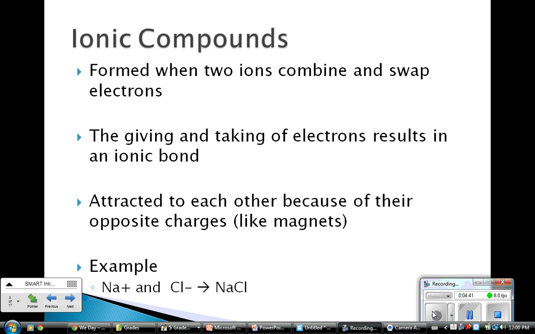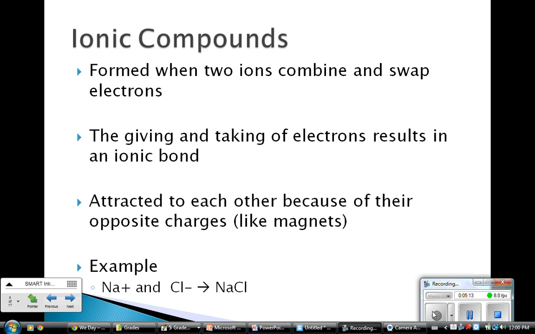So an ionic compound is formed when 2 ions swap electrons. This giving and taking of electrons results in an ionic bond because they're attracted to each other. You've all heard the saying opposites attract, right? Well, again, in the atomic world, this is true. Positively charged particles are attracted to negatively charged particles, so they will, like magnets, kind of just stick together. All right? And when you get a whole bunch of them doing that, then you get a new compound.